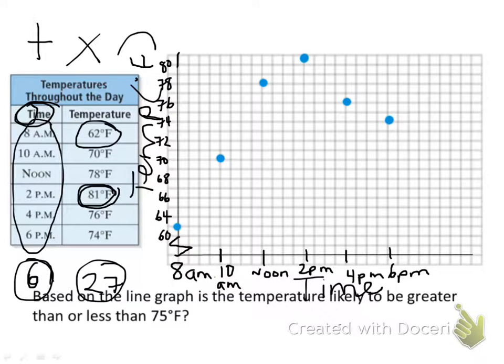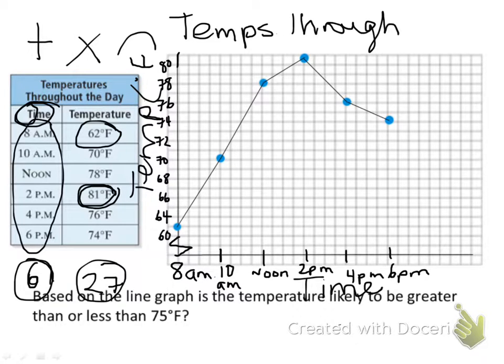Last thing we're going to do is add our title. Oh, now we need to do step 3.5 and connect all our dots using a line. So use your ruler to draw a straight line between each of your points. And now we have a line graph. Now we need to add our title, and our title is temperatures throughout the day.